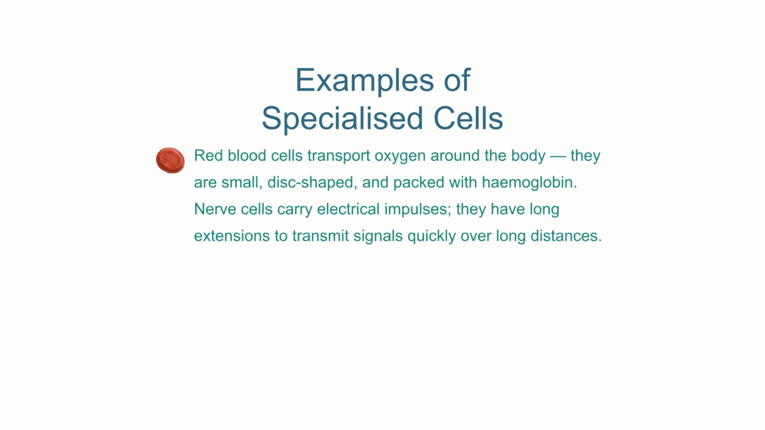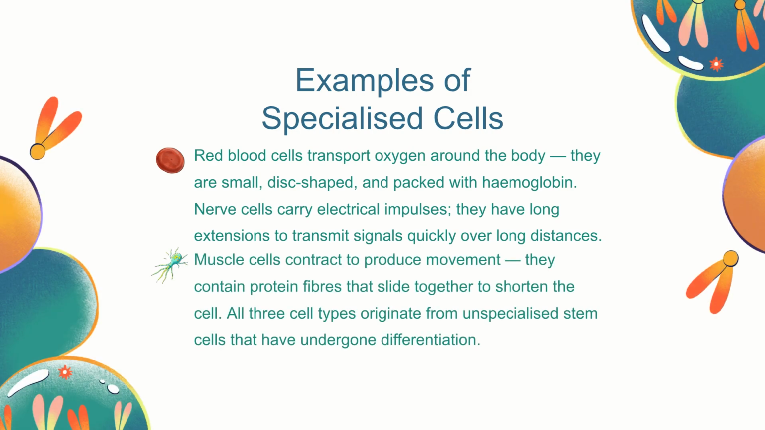muscle cells. Examples of specialized cells include red blood cells, which transport oxygen, nerve cells, which carry impulses, and muscle cells designed for movement. All originate from stem cells.